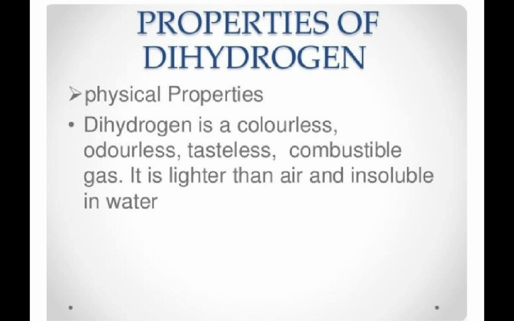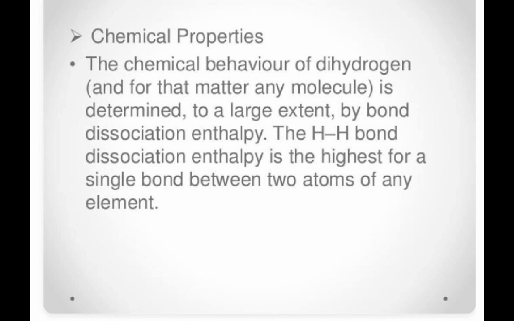Now next we have to learn about the properties of hydrogen. Physical properties: dihydrogen is a colorless, odorless, tasteless, combustible gas and lighter than air. It is insoluble in water. It's important that you know the physical properties, because you can get questions for NEET based on this. They'll be asking what type of gas dihydrogen is, giving choices like colored gas, colorless gas, pink, green and all that. So only if you know it is colorless can you answer the question correctly.